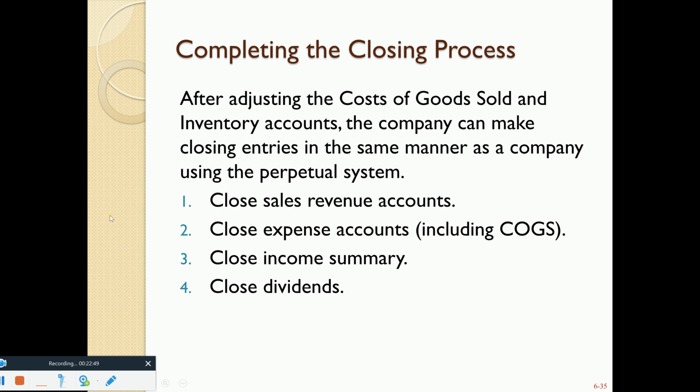So there's a few extra closing entries with the periodic system. We close our sales revenue accounts and our expense accounts to income summary, and then we close income summary to retained earnings, and then we close out our dividends accounts. There's a couple of other journal entries in there to establish the cost of goods sold and get rid of the purchases and adjust the inventory balances, as I showed you on the prior slides.